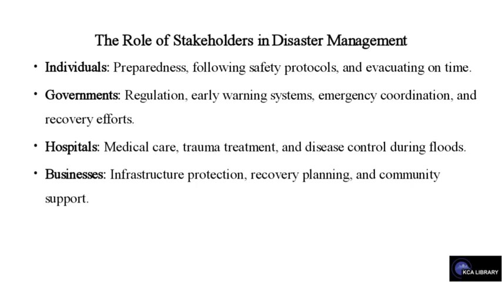Now, early warning systems means setting up early warning systems in areas that are prone to disasters. Then there's also what they call emergency coordination, then recovery efforts. After it has happened, what does the government need to do? You can set up camps, shelters, and all.